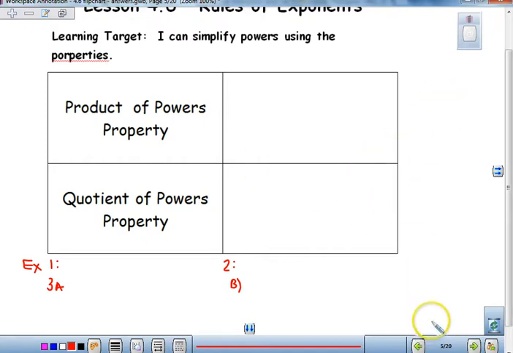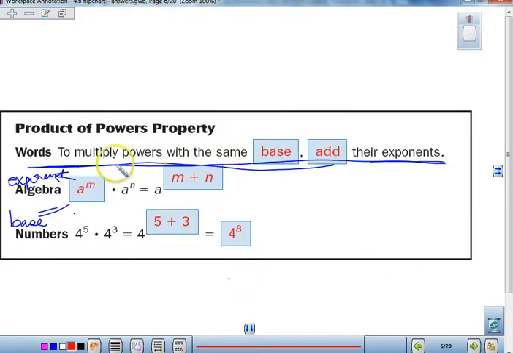So what does the product of powers mean? You've actually been doing this as we've been working with some of the problems. So what you're going to write down is to multiply powers with the same base, you add their exponents. The key thing is you need to know where the base and exponents are. The exponent is the m. The base, in this case, is the a. So if I have a to the m times a to the n, that means you're going to have a to the, and you're going to add these.